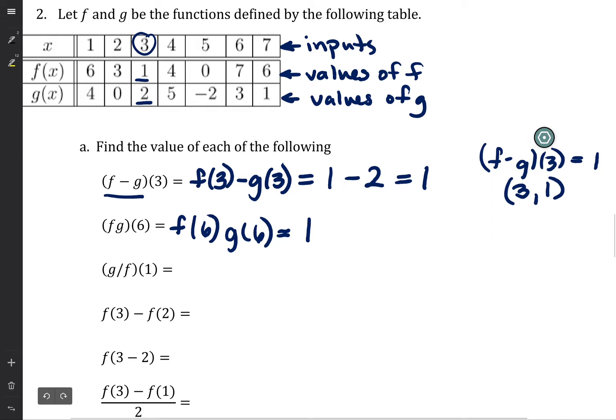Oh, what am I reading? f of 6 is 7. I'm reading the one that I put in big circles on my graph. Might have been a bad idea. Here, we'll erase them. f of 6. f of 6 is 7.